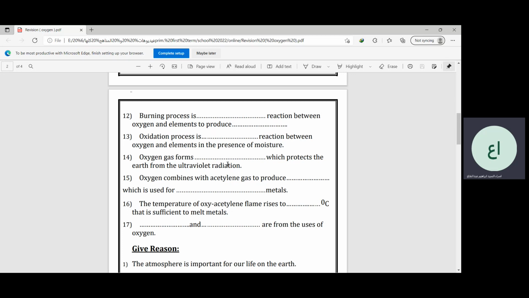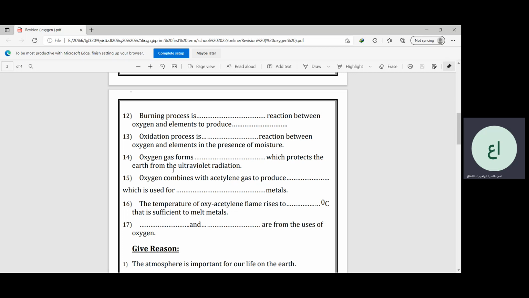Okay. Number 14. Oxygen gas forms ozone which protects the earth from the ultraviolet radiation. أنا في فوق قلت لكم إيه هو ozone molecule consists of 3 atoms of oxygen أو 3 oxygen atoms. كنا قلنا الأوزون molecule صح؟ طيب هنا الأكسجين من ضمن الامبورتانس بتاعته إن هو formation of ozone layer. اوكي. طيب الأوزون layer دي بتعمل ايه أو بتكون فين؟ in the atmosphere. بتعمل ايه برضو؟ ايه أهميتها؟ that protects the earth from harmful radiations that come from the sun. Okay.